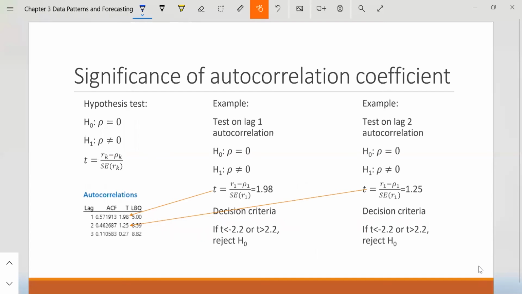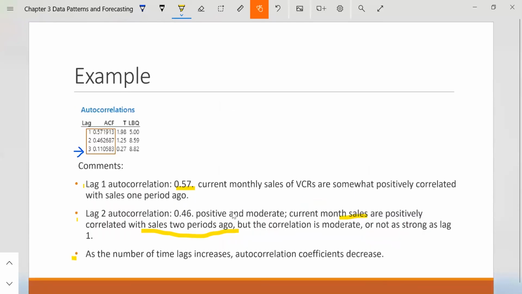And the next concept I want to introduce is to actually determine whether the autocorrelation we observe exists or not. Statistically, we need to look at the significance of autocorrelation coefficients. And this is related to part of the review in chapter 2. We are going to look at hypothesis tests. What we're testing is whether the autocorrelation coefficient we observed in the data really means there's actual autocorrelation in the whole population.